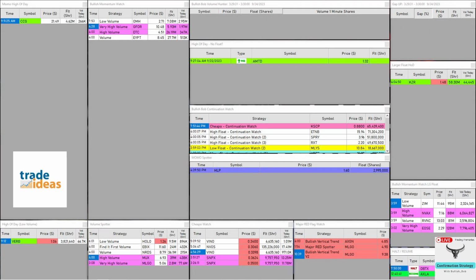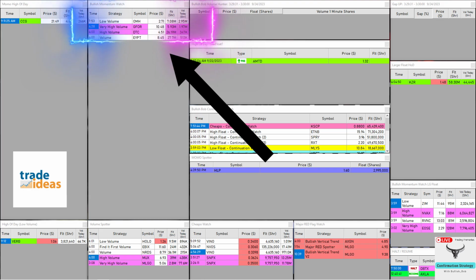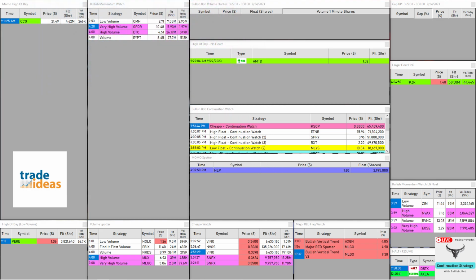Next to the high of day scanner, we have the Bullish Momentum Watch. Bullish Momentum is a scanner that I designed myself that's customized to find bullish momentum and bullish volume in the market fast. It's designed to eliminate the BS alerts and focus on high quality setups only. Whenever I'm looking for something with high volume, this is where I'll be looking in the pre-market session.